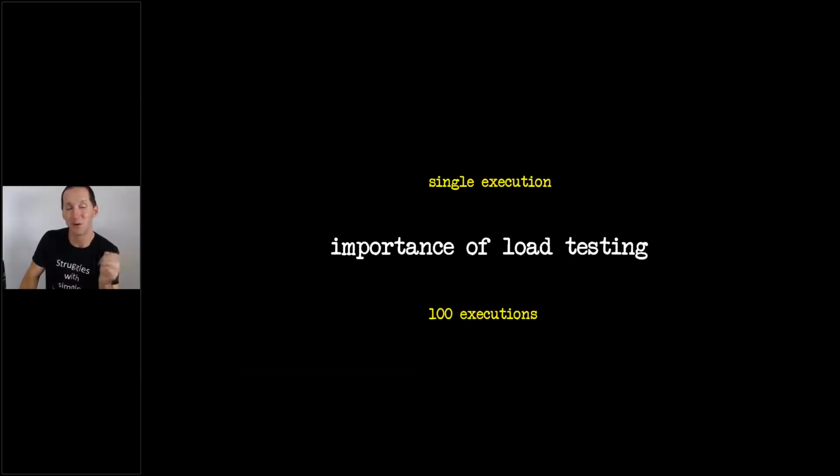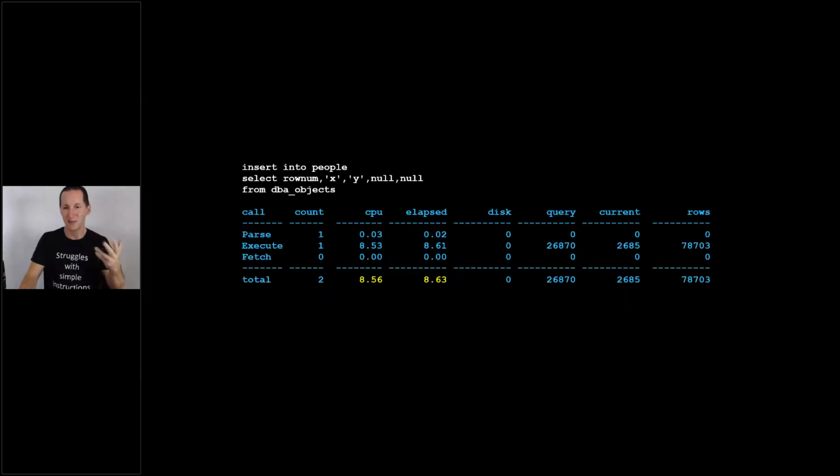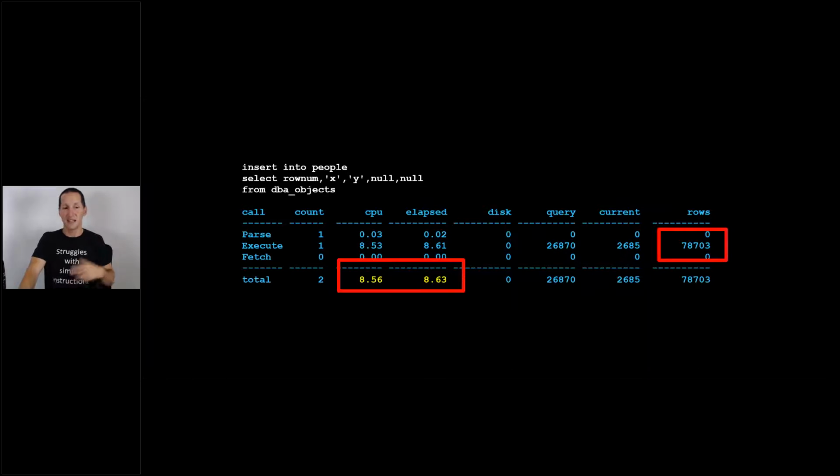Remember I said this importance of load testing, that a single and even 100 executions might be fine? I put a trace on, and I said, now that I've got that trigger in place, let's do an insert into people, just a copy of the rows from DBA objects. So that gives me almost 80,000 rows being inserted in there. And you can see it took 8.5 seconds on my laptop here, most of which was all CPU. So 8.63 seconds, all of which was CPU. Even though it's 80,000 rows, that strikes me as being pretty slow. Oracle should be able to do better than that.